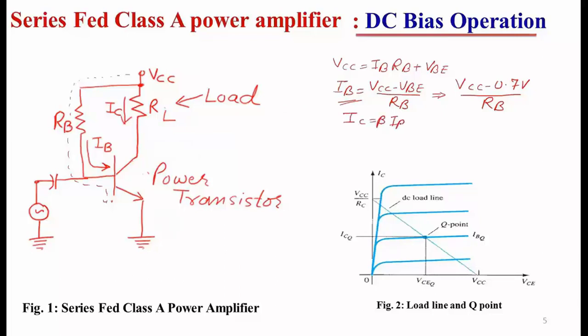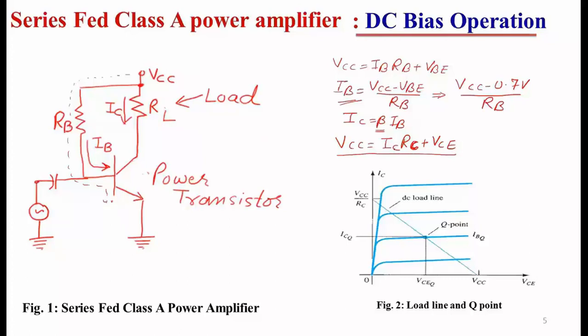and applying KVL on the output section, we find VCC is equal to ICRC, in this case RL, so ICRL plus VCE in this case only. Generally we write it as ICRC in the general form. So this is the KVL at the output section.